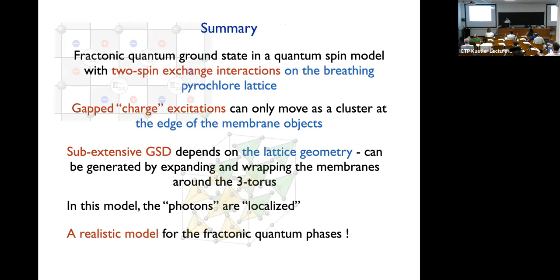Okay, good. I think I'm going to the end of that. So that's all I wanted to say, and this is the summary. Again, I claim that there's a model that only involves the two-spin exchange interaction on this pyrochlore lattice. And there are gapped charge excitations that can only move as a cluster. And there's a sub-extensive ground state degeneracy that depends on lattice geometry. In this particular model, photons are localized in the thermodynamic limit. But I would say this is far more realistic than your X-cube model where you have a 12-spin interaction. So that's all I wanted to say. Thank you very much.